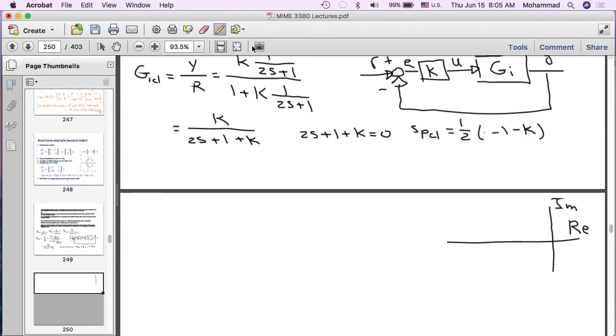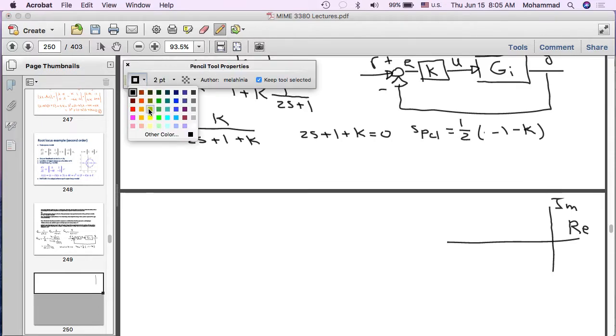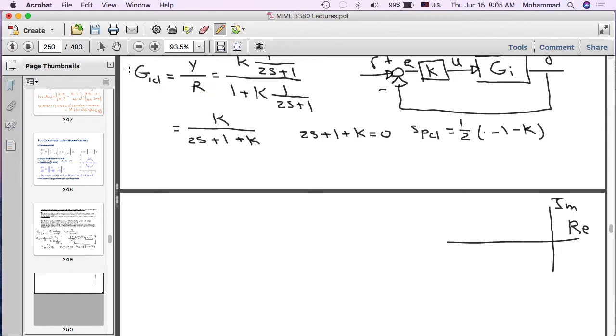The way to answer this question is by calculating the location of the pole for various values of K, starting from 0 and going to higher numbers. So you can quickly create either a mental or an actual table: K and the pole of the closed loop. When K is 0, the value of the closed loop pole is minus 1/2. When K is 1, the value of the pole is minus 1. When K, for example, is 3, the pole is located at negative 2.